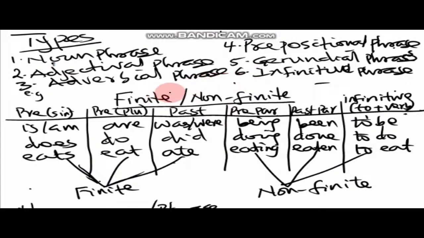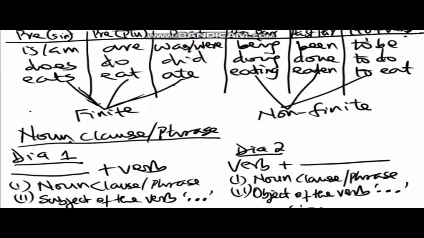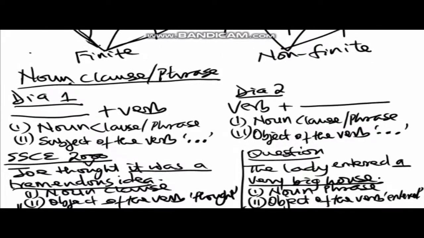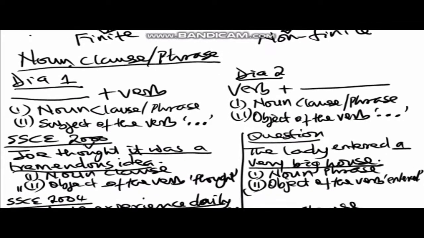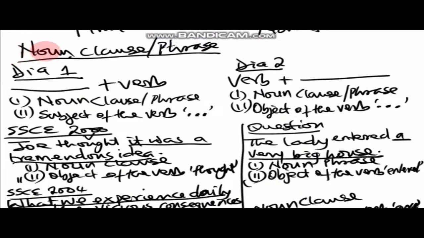Non-finite verb. So even if a phrase contains a verb, ask yourself, the verb it contains, is it a finite verb? Okay? If it is not a finite verb, then it is a phrase. Even if it is a verb, but it's not finite, it is still a phrase. But if it is finite, then it is a clause. Okay? Now, let's go back to our diagram number 1 and 2 again. Let's refresh our memory with that diagram 1 and diagram 2.